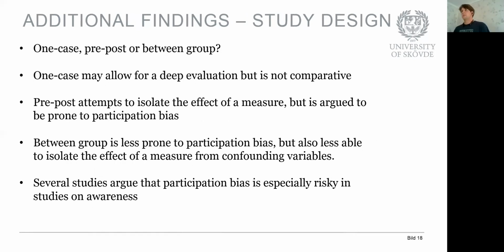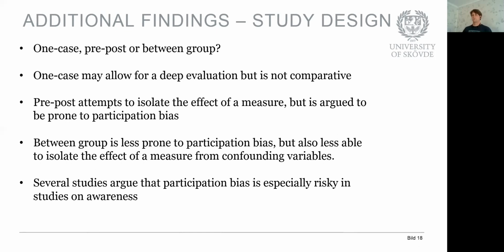So, some additional findings. Something that was discussed quite a lot in the paper was the study design: whether you should use one case, pre-post, or between group experiment, focusing on pre-post and between group approaches. The pre-post approach attempts to isolate the effect of a single measure, but it's also argued to be more prone to participation bias. Even if the idea is to do a pre-test, do the measure, and then do the post-test, the mere exposure to the pre-test is likely to affect the outcome of the post-test.